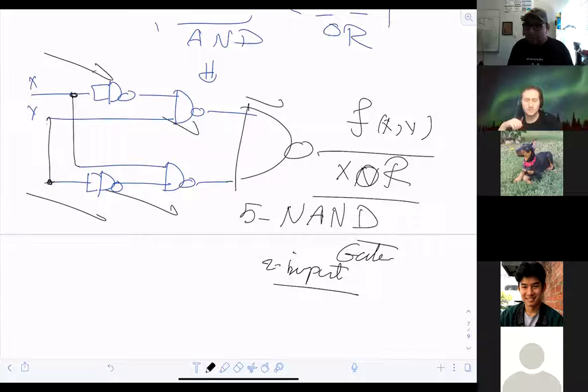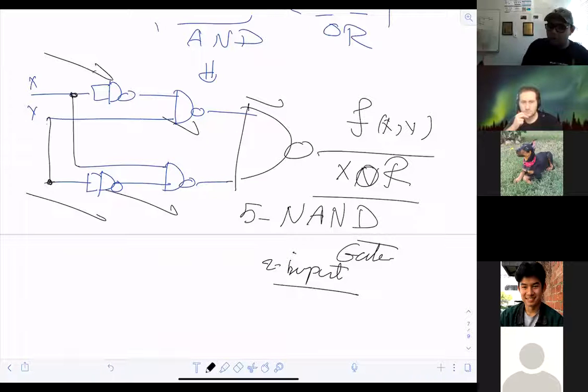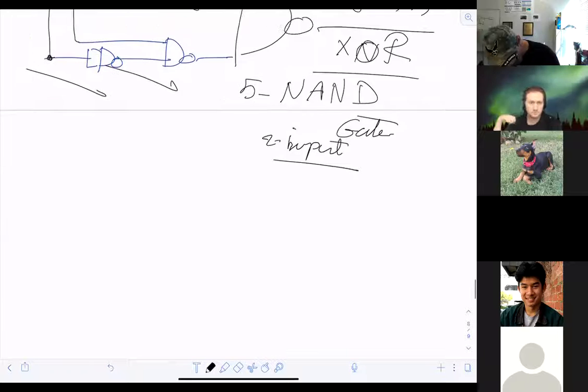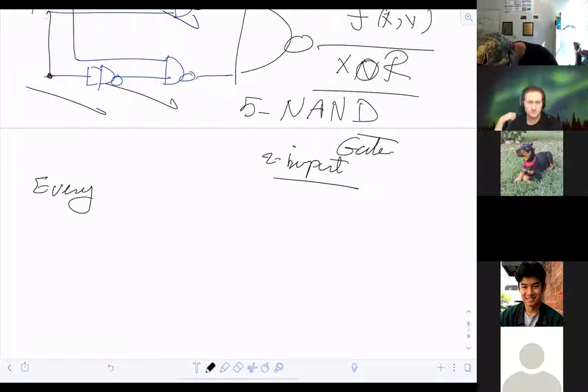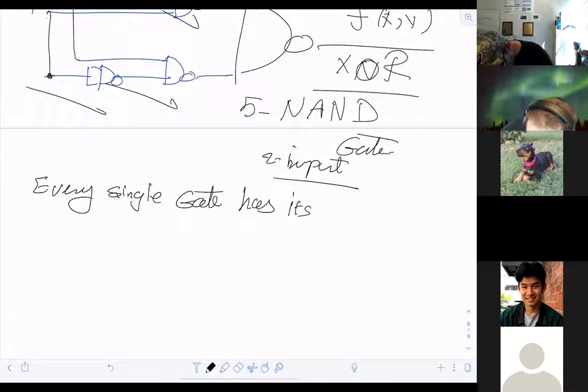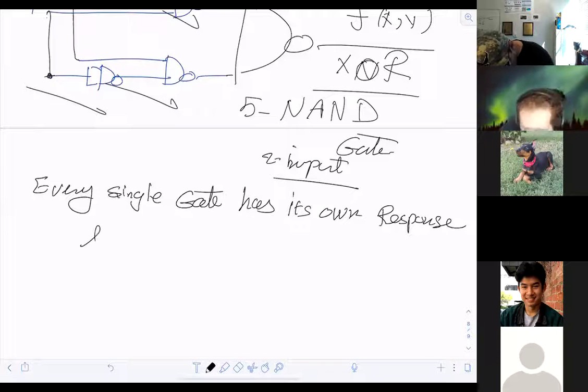This circuit is a bunch of transistors. So when I put in an input, I expect that it takes some time for the circuit to do the processing until the output comes out. Do you guys agree? How does this happen? Basically, every single gate has its own response time.